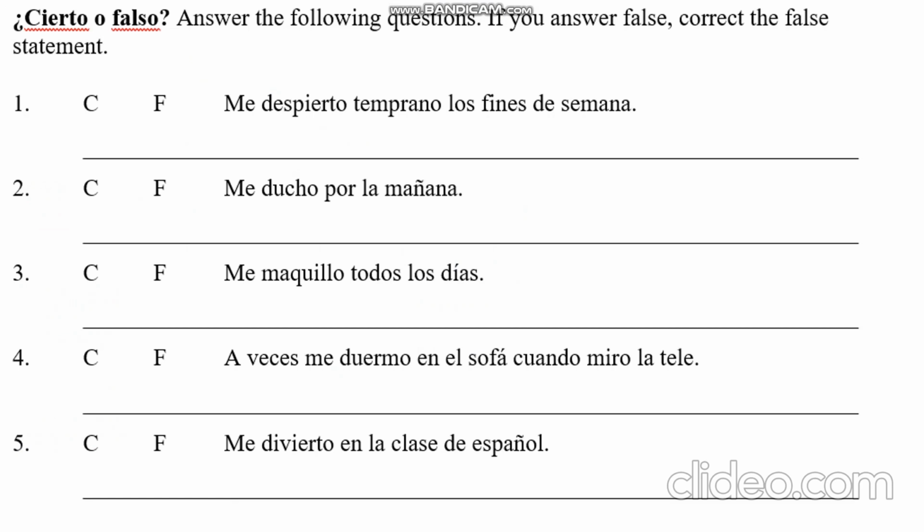Última actividad, last activity. Cierto o falso? Answer the following questions. If you answer false, correct the false statement. Okay, we're going to practice this together, and I'll give an example as to how it applies to me. We're going to read the sentence, state whether it's true or false. If it's false, we'll correct it to make it true for ourselves.